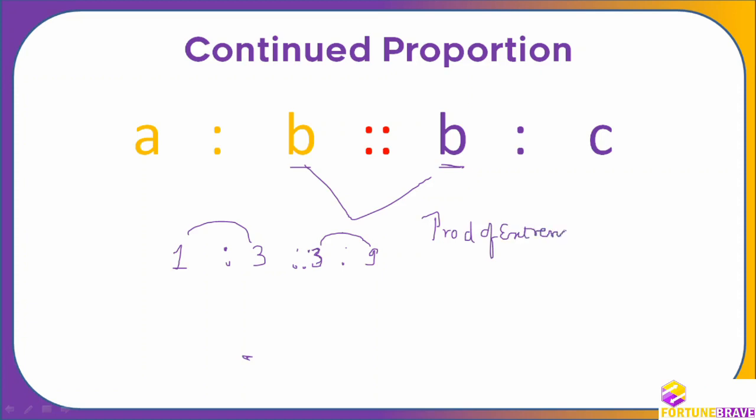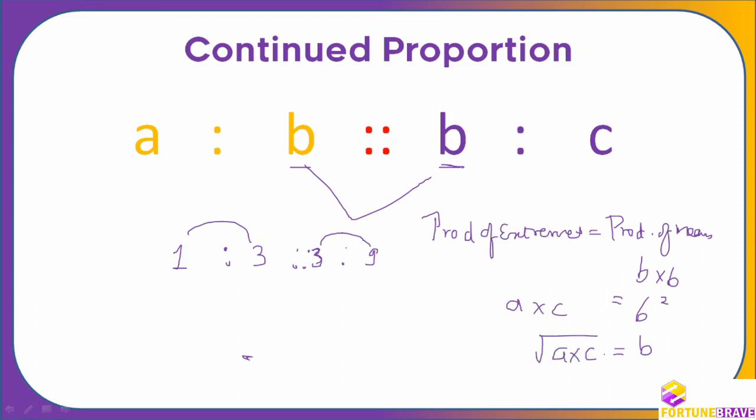But here you can understand one more thing. Product of extremes is equal to product of means. But here the product of means is always the same thing, B into B. Therefore it will be B square. And this will be A into C, the product of extremes. Therefore, we can easily say that B is equal to square root of A into C.